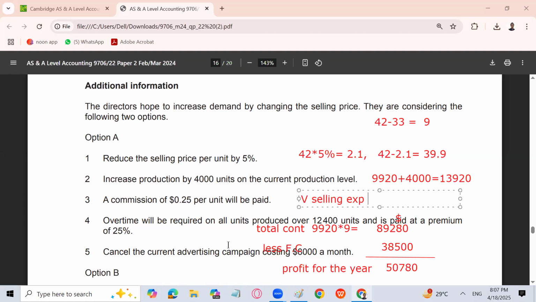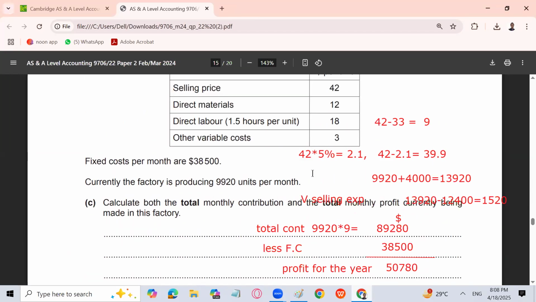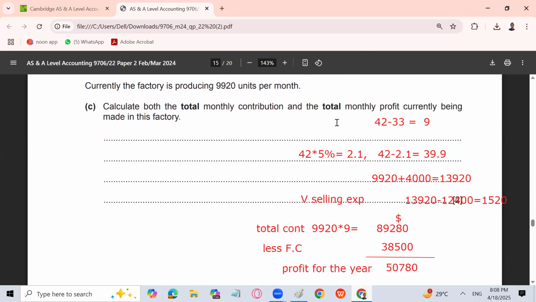So let's calculate 13,920 minus 12,400. What is the number of units which have been sold above 12,400? 1,520. And on that, you have to pay extra direct labor of 25%. So there is an increase in direct labor. So let's see the amount of direct labor. That is 18. So 18 into 25%, we'll add that up, 4.5. So the new direct labor for the extra units is going to be 22.5.